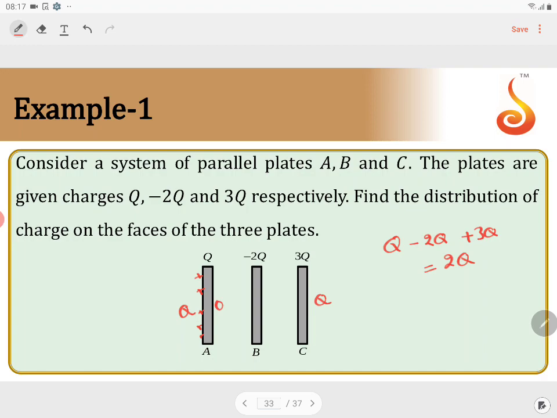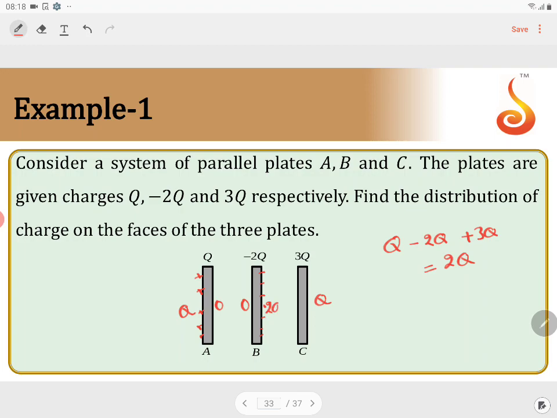And the opposite face will have equal and opposite charge because of induction. So since this face has 0 charge, this also will have 0 charge. So no charge will be induced here. Here also 0. But what was the total charge given to the middle plate? Minus 2Q.